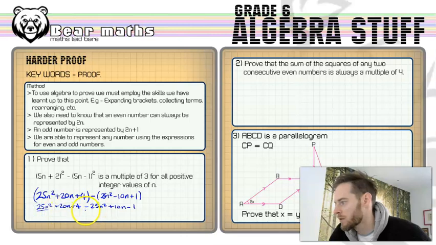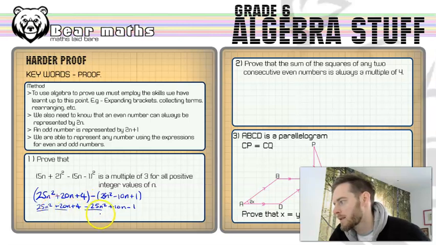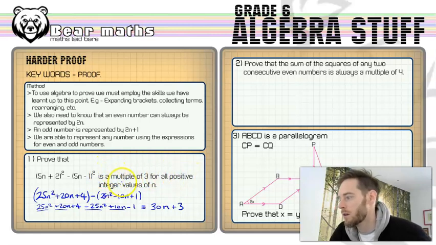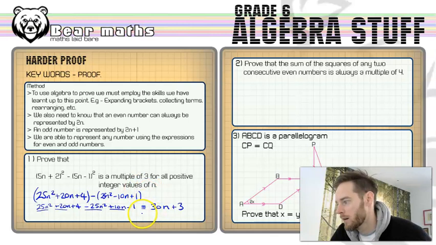We've got 25n squared minus 25n squared. Oh, there's no n squareds. Then you've got 20n plus 10n, and that would equal, and I'll put the identity symbol there, 30n, because adding the n bits together, and then the number bits together, plus 3. That's good, because what we have to do is prove it's a multiple of 3 for all positive integer values of n. That just means whole numbers that are more than 0, could be including 1.